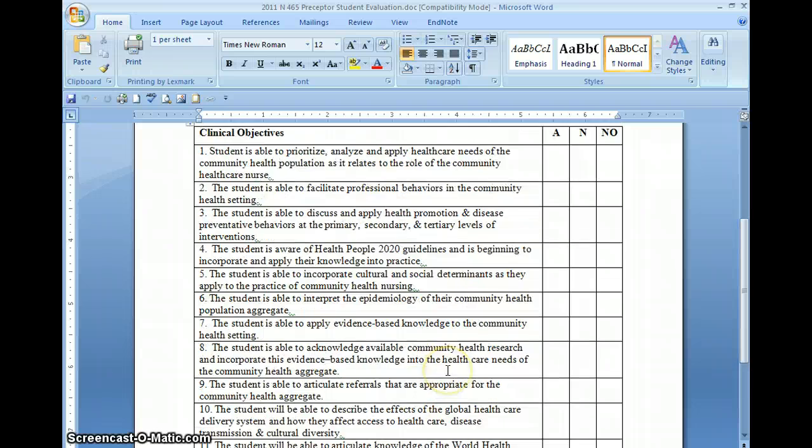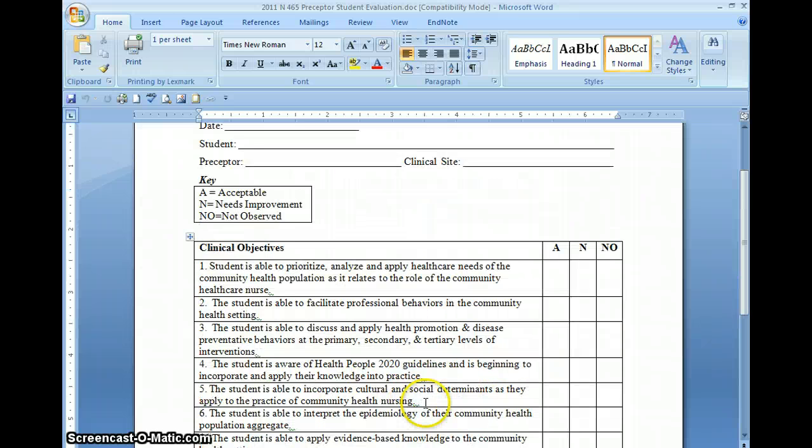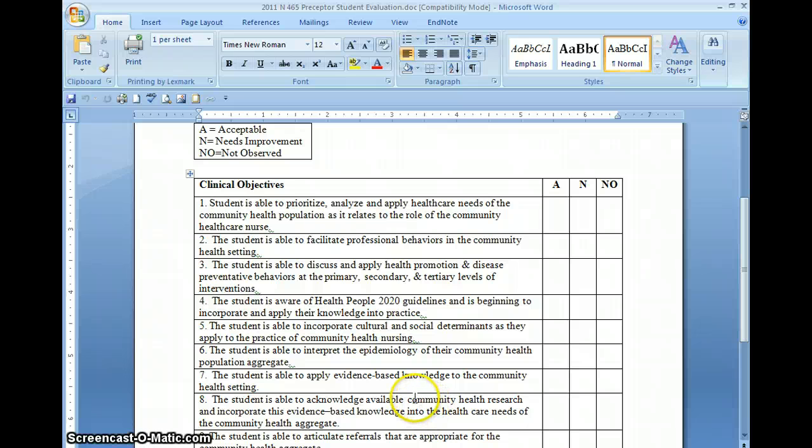And then this is the preceptor evaluation. It's about the clinical objectives. Sometimes it doesn't always apply to that area, so that's why we have the not observed section. But we want students to really start thinking in these kinds of areas of objectives and outcomes for the course.